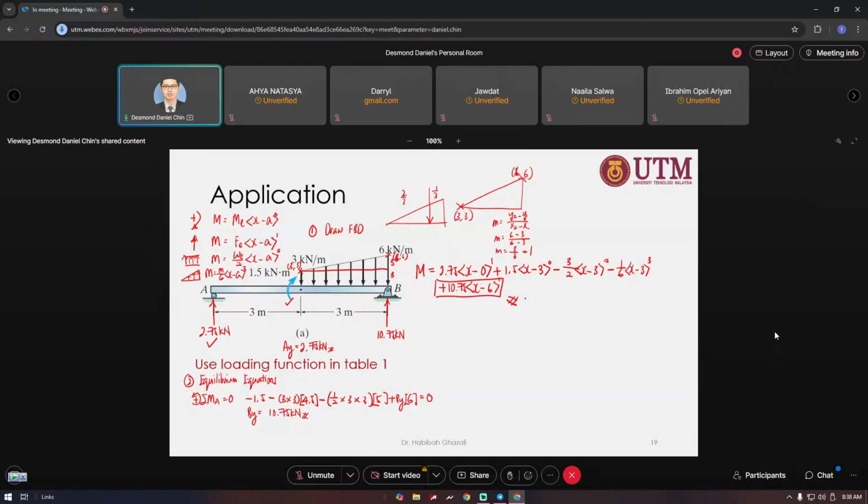So let's say if x equals 0. Just focus on 10.75 x minus 6 power 1. The rest I don't want to talk about first. I want you to focus on this first and learn how to use the Macaulay bracket. Let's say if x equals 0. So you will have 10.75, 0 minus 6. Do you agree? So 10.75 inside the bracket, this is negative 6.